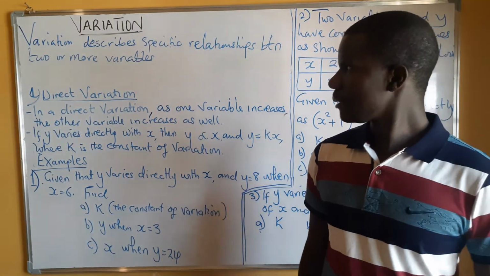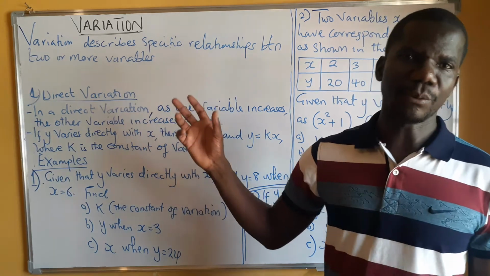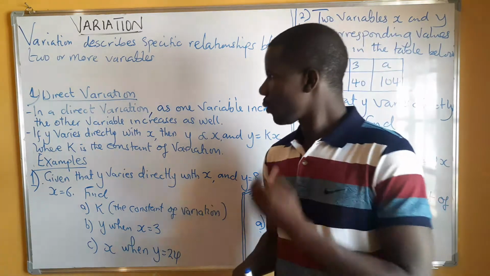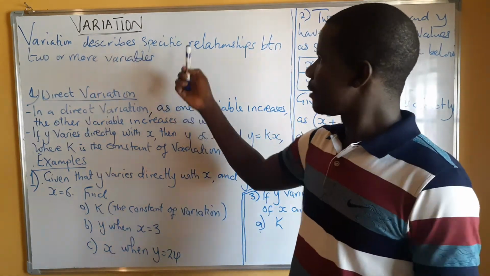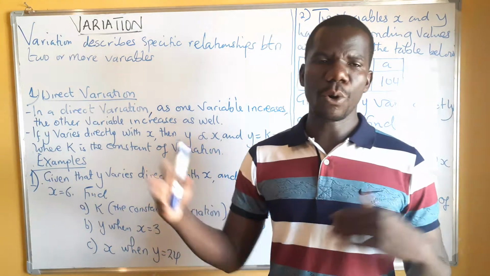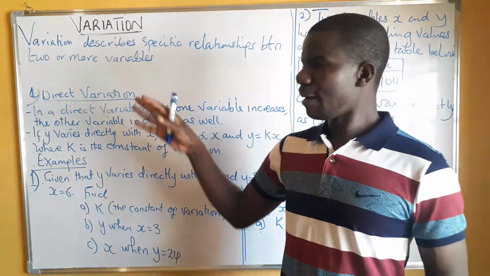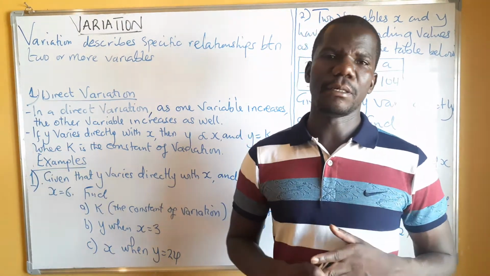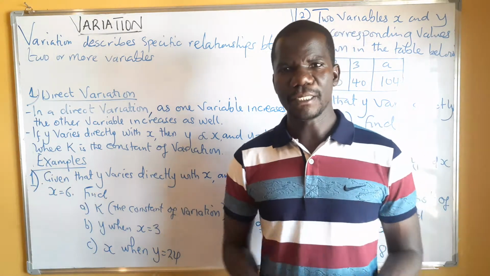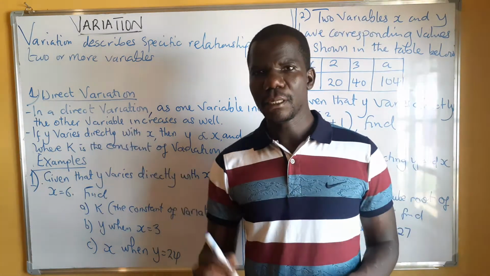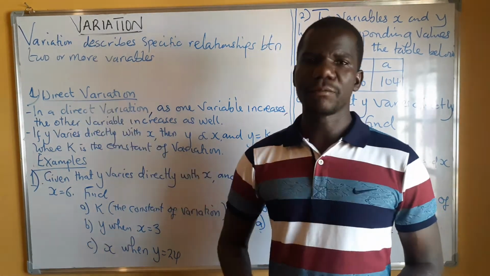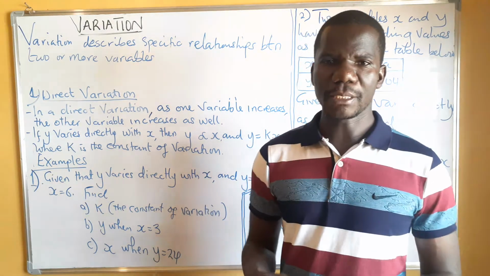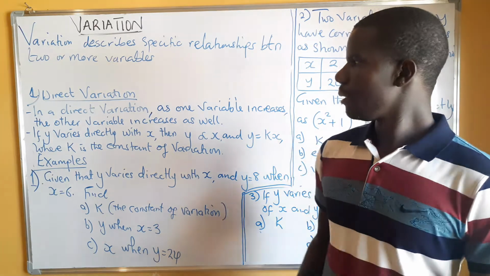So now, in this lesson, I'm looking at variation, which is a grade 11 topic according to the ZAMBIA syllabus. Under variation, we're saying variation describes the specific relationship between two or more variables. We've got about 4 types of variation in our syllabus: direct, inverse, joint, as well as partial variation. In this lesson, I'm going to look at direct variation. In the subsequent lessons, I'll also look at the other 3 variations.